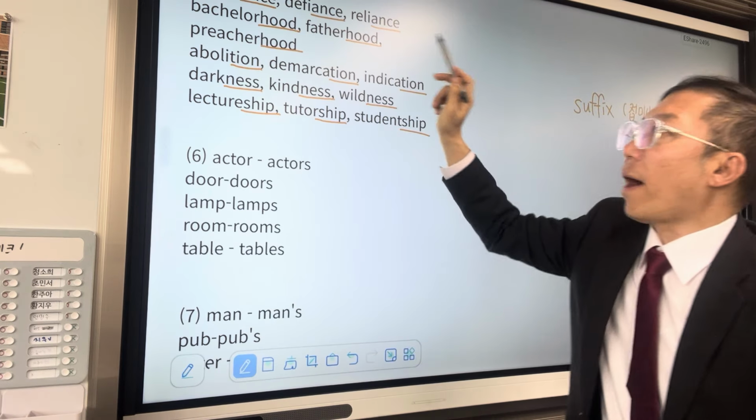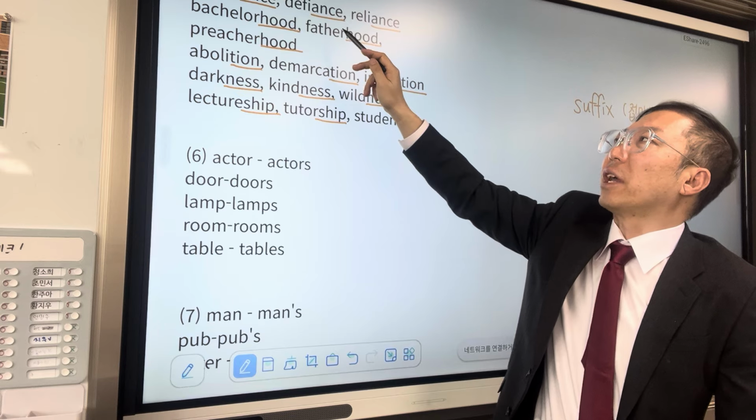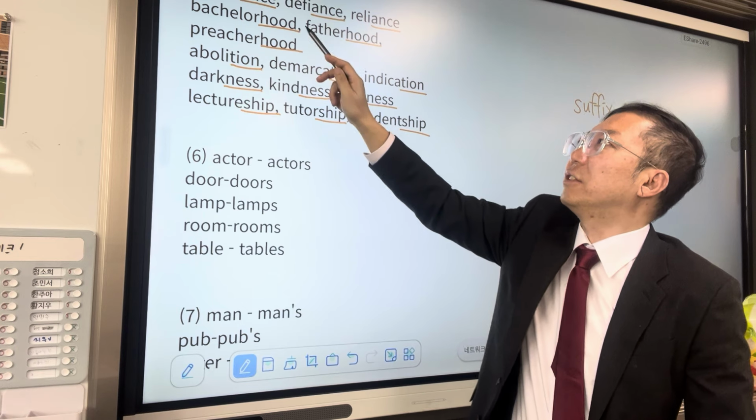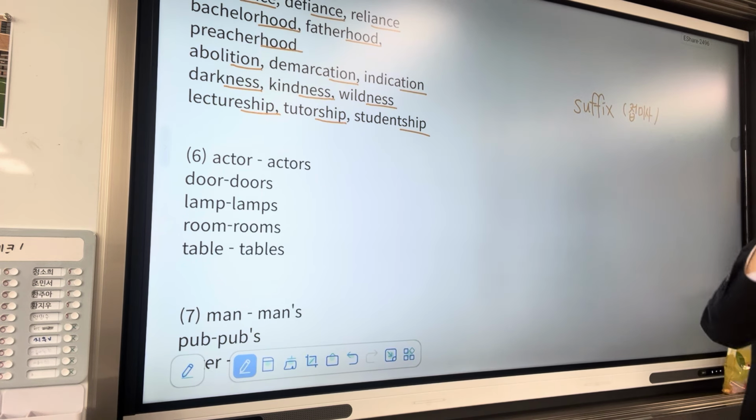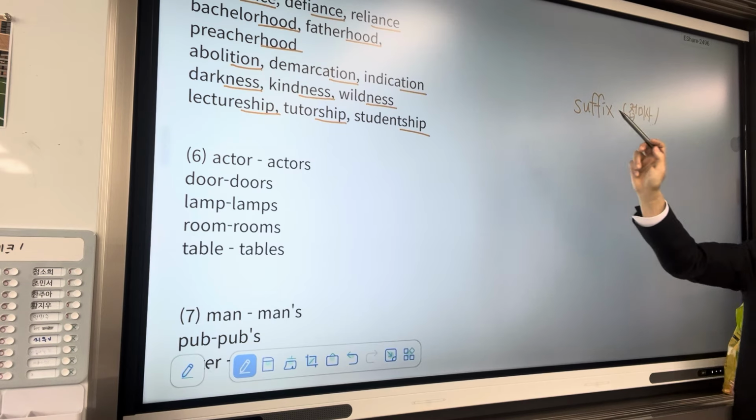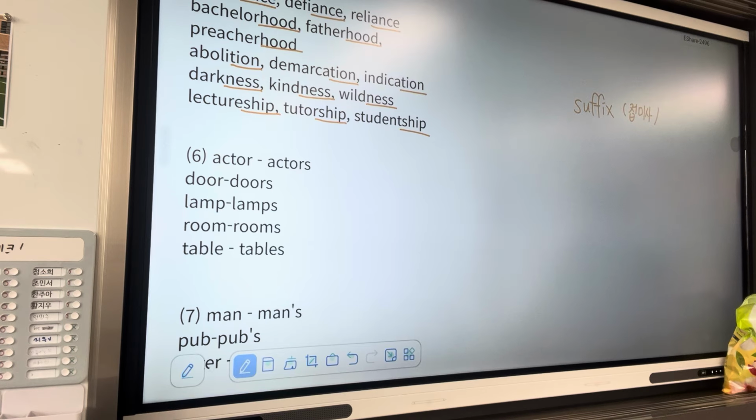So in case 5, the words show that some of these vocabularies share similar endings. They share similar endings like ness, hood, tion, ness, and ship. And in terms of morphology, we call it a suffix. So case number 5, they share some suffix. Okay? And next person, please.